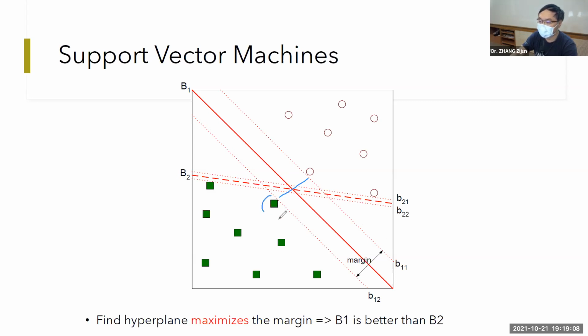Data points located at the edge of the margin of the decision boundary are called support vectors, because they are the data points that the algorithm uses to decide what the decision boundary should look like. So B1 is naturally preferred over B2 because we try to maximize the margin. That means the decision boundary best differentiates these two types of data points in terms of classification.